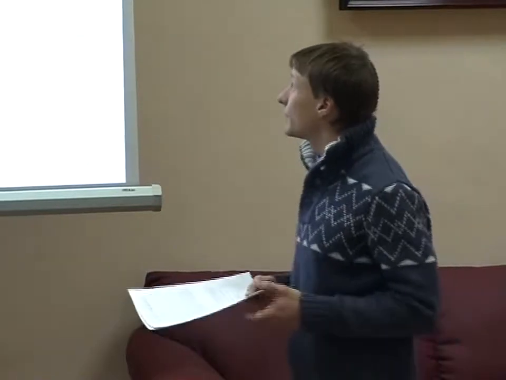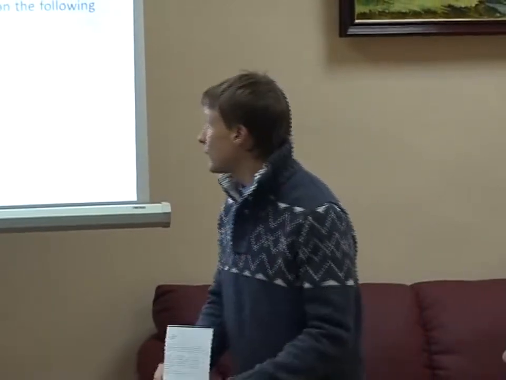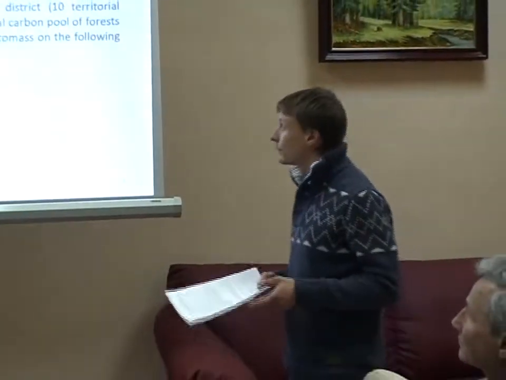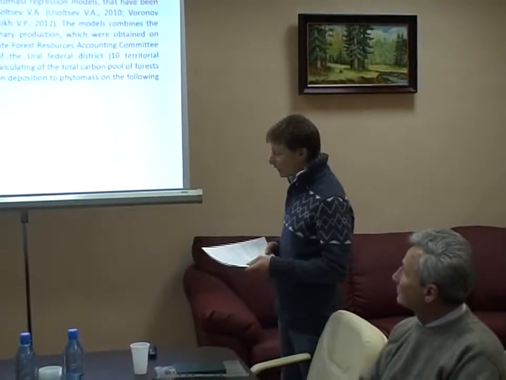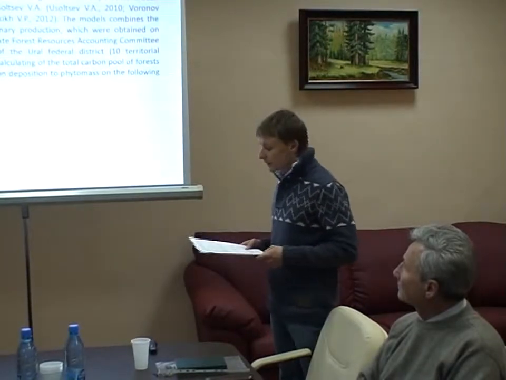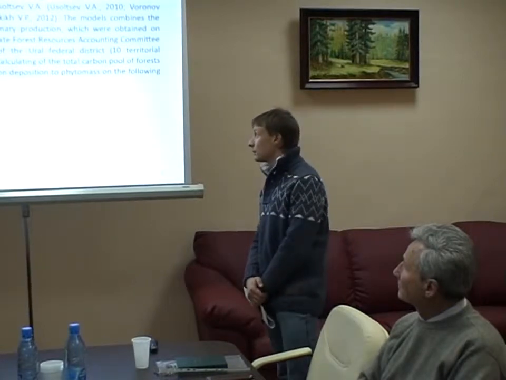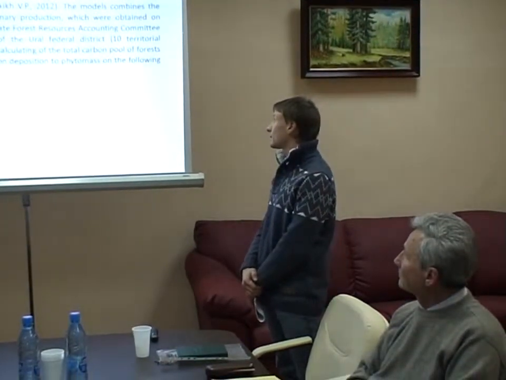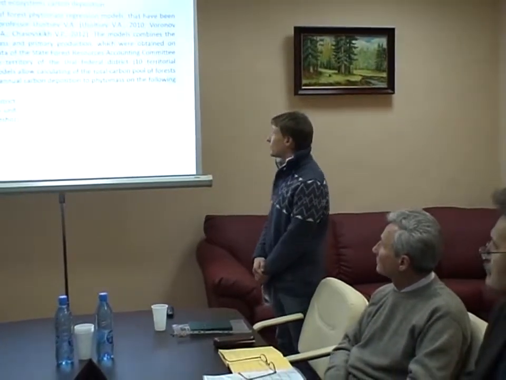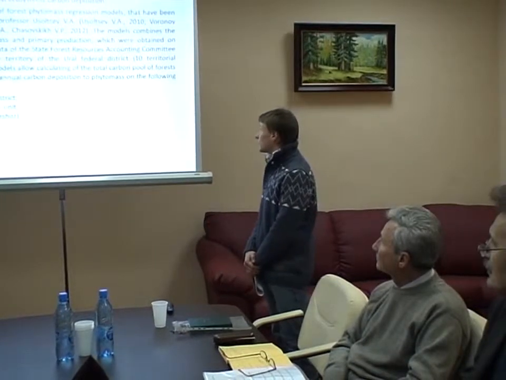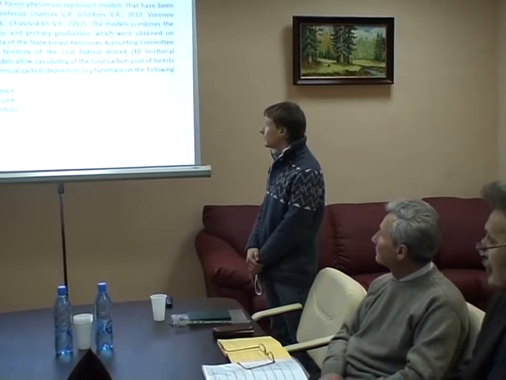In the Department of Management of Ural State Forest Engineering University, there are also 3 methods for estimating of ecosystem carbon deposition. The first is by the means of a forest biomass regression model that had been worked out by Professor Soitsev. These models combine the data of biomass and primary production, which were obtained on the plots, with the data of the State Forest Resources Counting Committee. And it was prepared for the territory of the Ural Federal District, that includes 10 territorial entities.